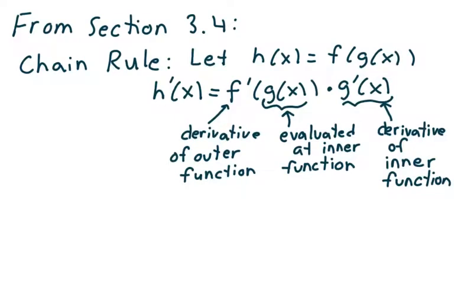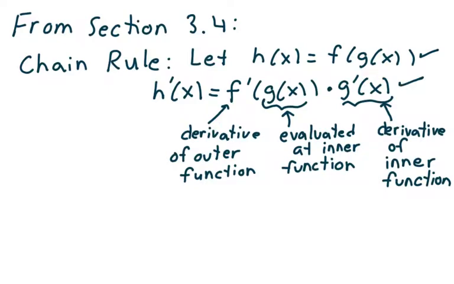This is a video from section 3.4. It's on the chain rule. Let h of x equal f of g of x. h prime of x is going to be f prime of g of x times g prime of x.